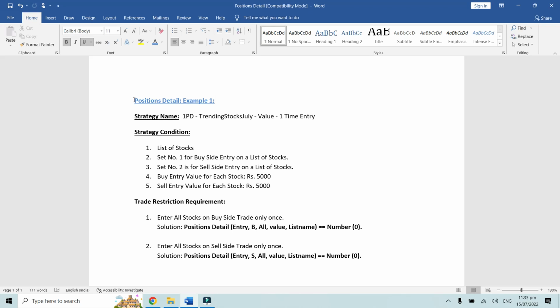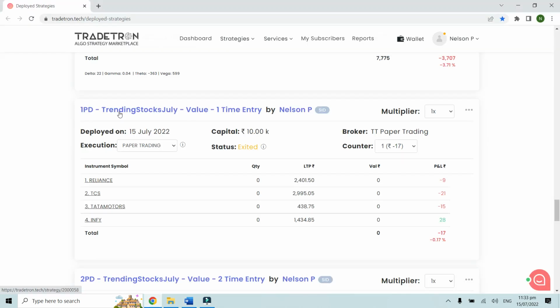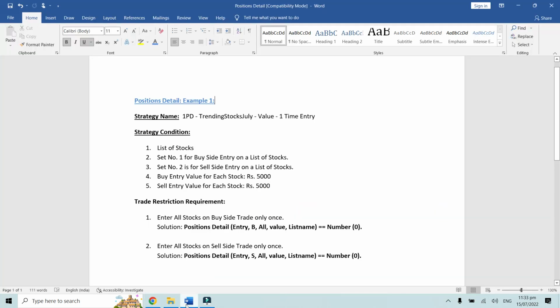So the first strategy example that we are going to see is the 1PD trending stocks. This is the name of the strategy that I've given. It's just a random name that I've given, and this is the strategy basically. So the reason why I've deployed this strategy is to show what kind of trades it has taken and how we have restricted the number of trades that it takes. All right. So we will just go through the strategy condition.